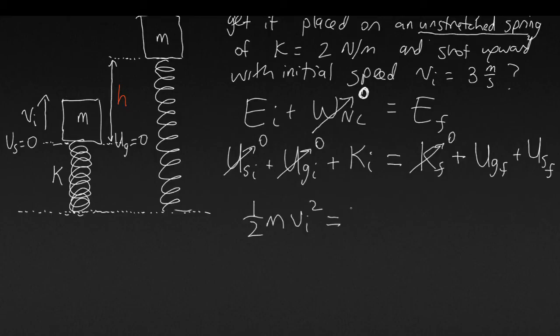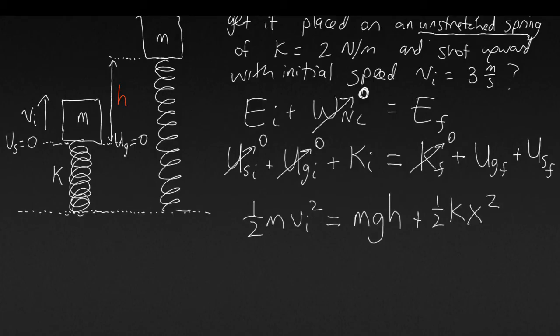When I'm all done, it's going to have gravitational potential energy. Now I've identified this change in height as h, and this is 0. So that means that the gravitational potential energy will simply be mgh when we're all done. That's the final potential energy because it'll be way up here. Okay, how about U spring final? Well, that'll be 1/2 kx squared.